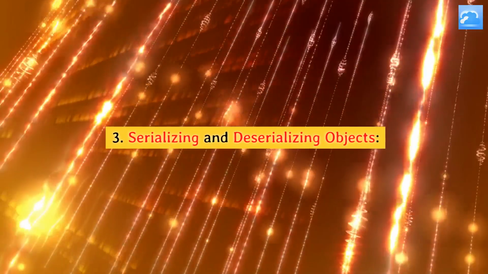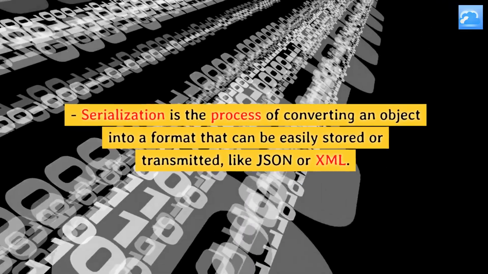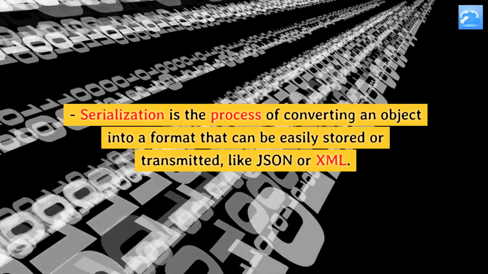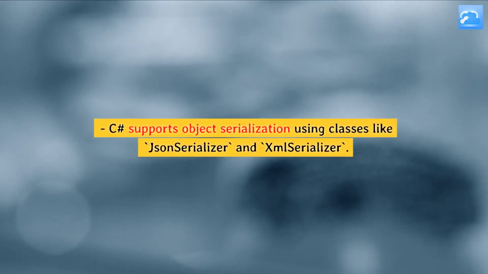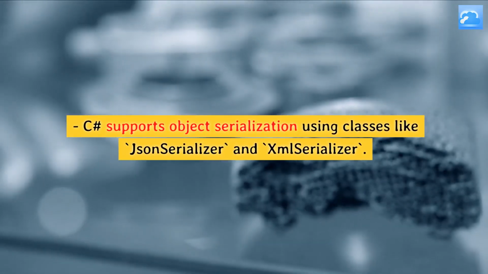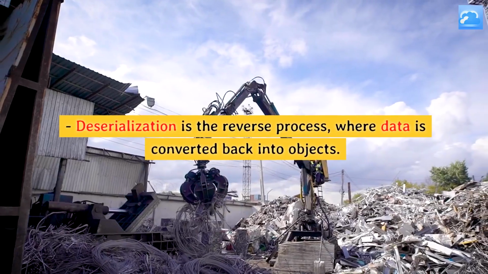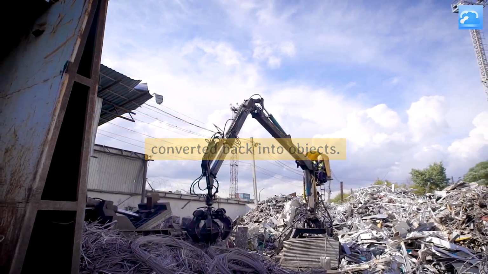3. Serializing and deserializing objects. Serialization is the process of converting an object into a format that can be easily stored or transmitted, like JSON or XML. C# supports object serialization using classes like JsonSerializer and XmlSerializer. Deserialization is the reverse process, where data is converted back into objects.